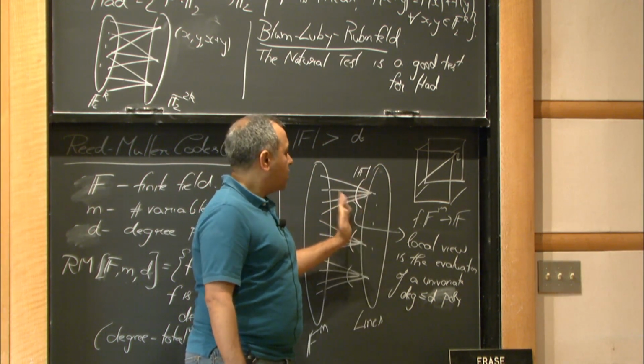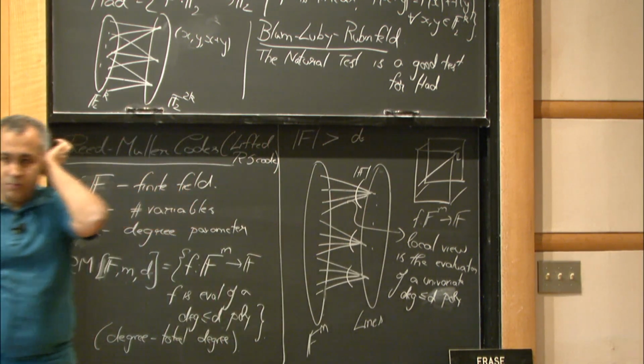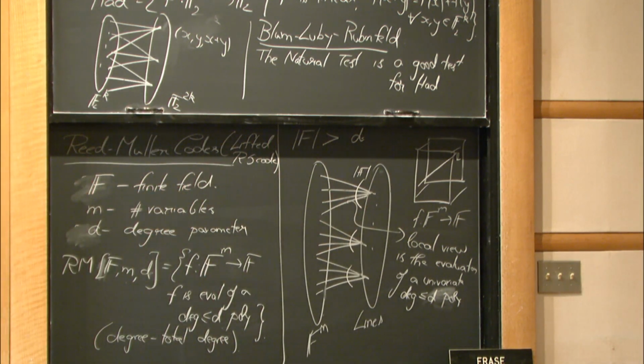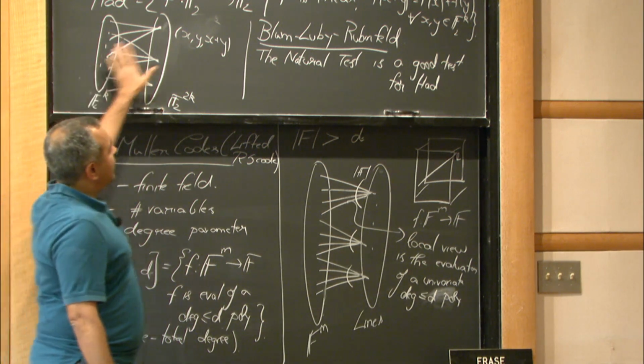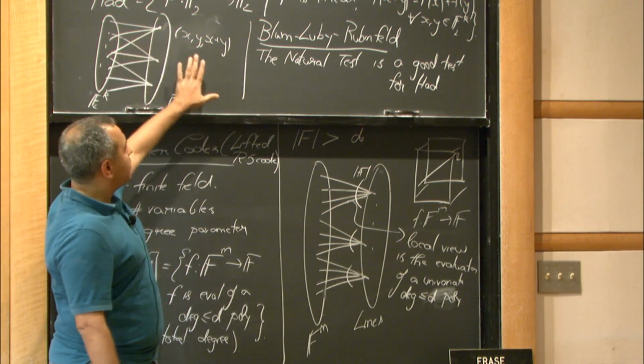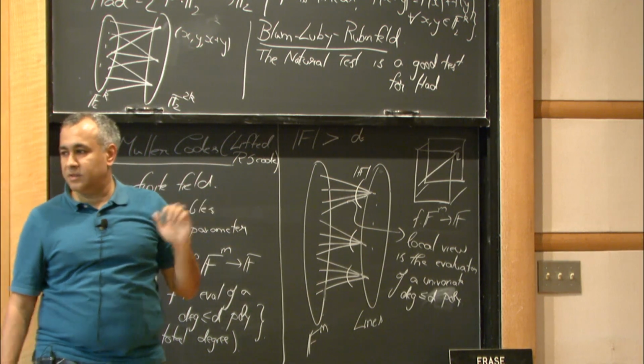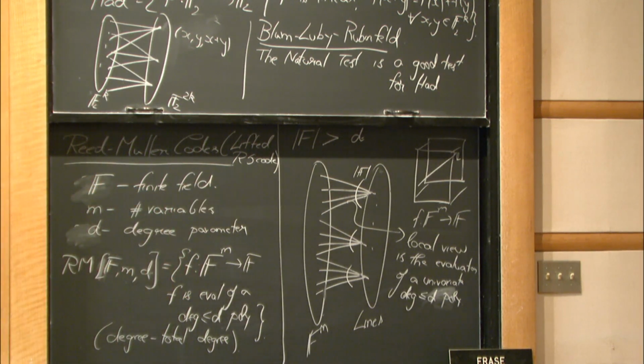The question is, is there a property of these bipartite graphs that actually makes them testable? What we'll see is how to identify one property. We'll show that if this graph was part of a larger graph which had more properties, then the underlying code is locally testable. That's going to be the nature of our result.